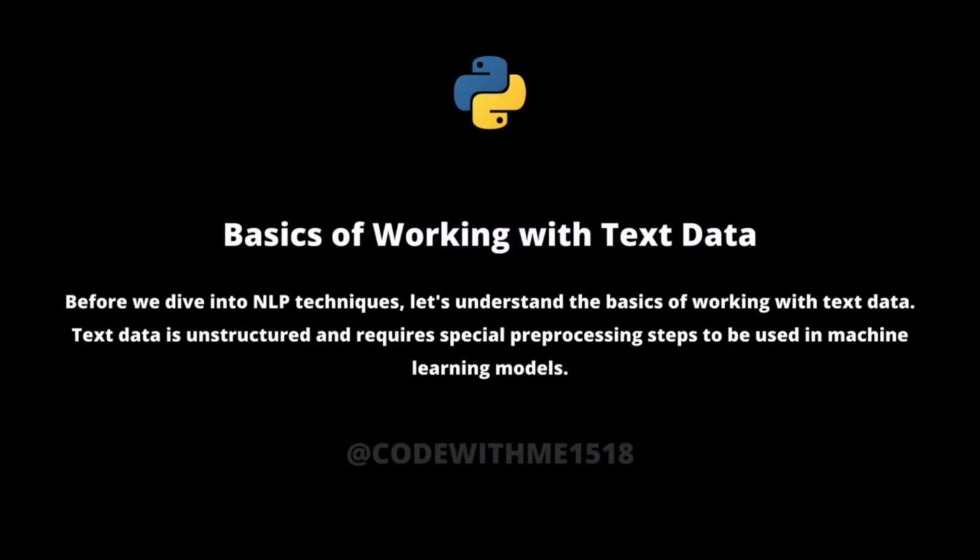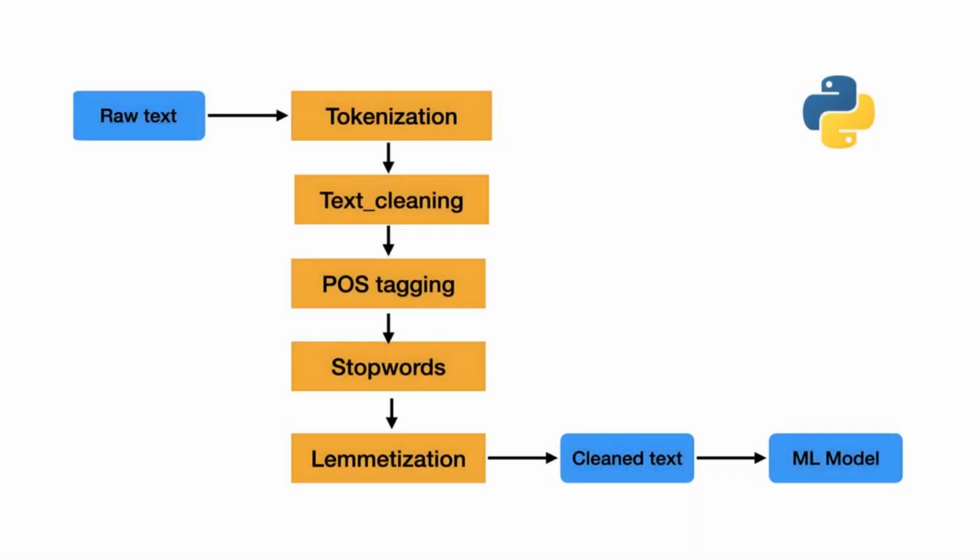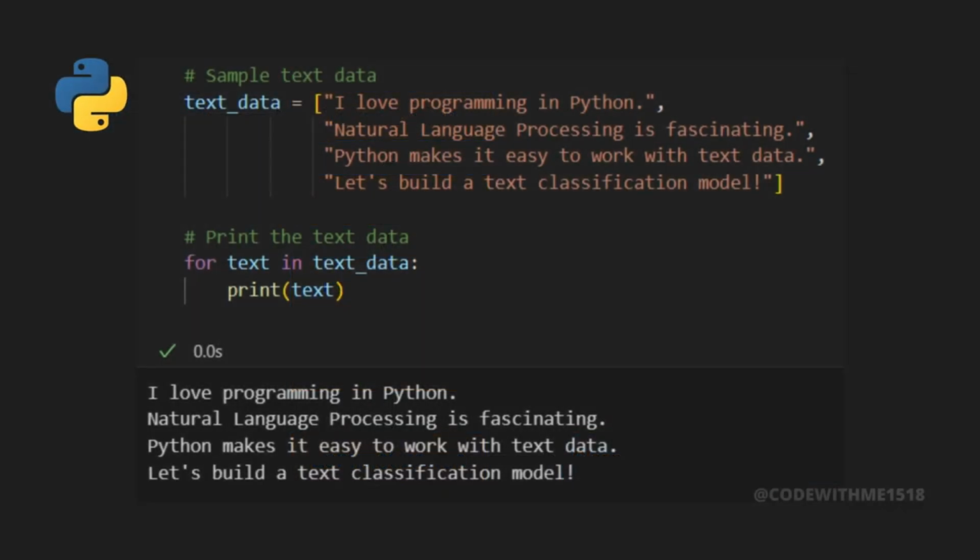To dive into NLP techniques, let's understand the basics of working with text data. Text data is unstructured and requires special pre-processing steps to be used in machine learning models. Let's start by loading some sample text data using Python. Now that we have our text data, let's move on to tokenization and stemming.